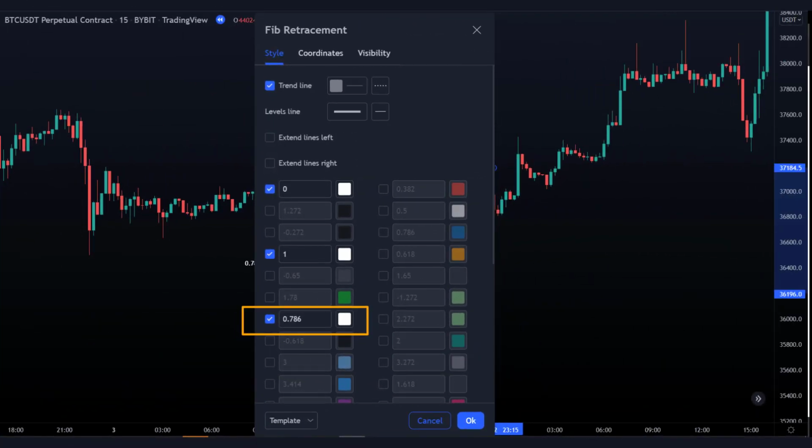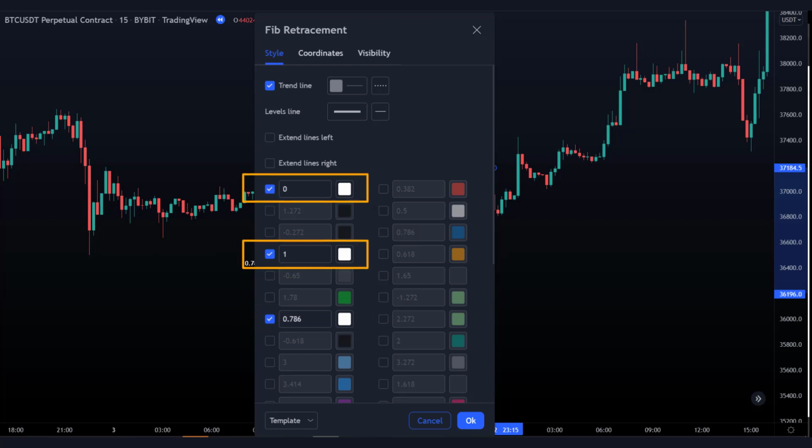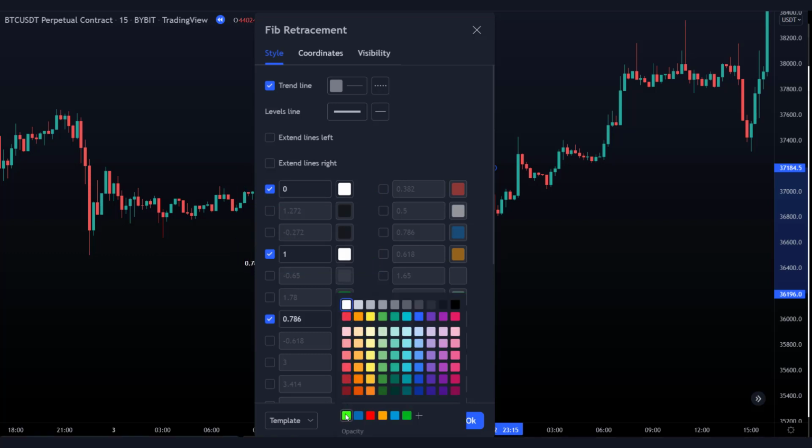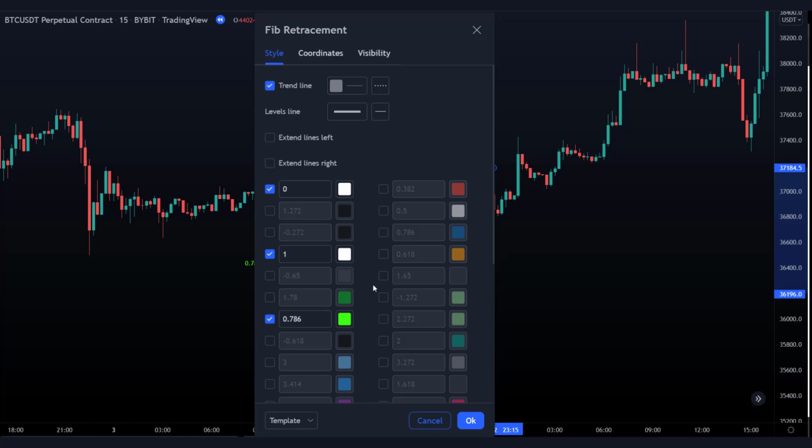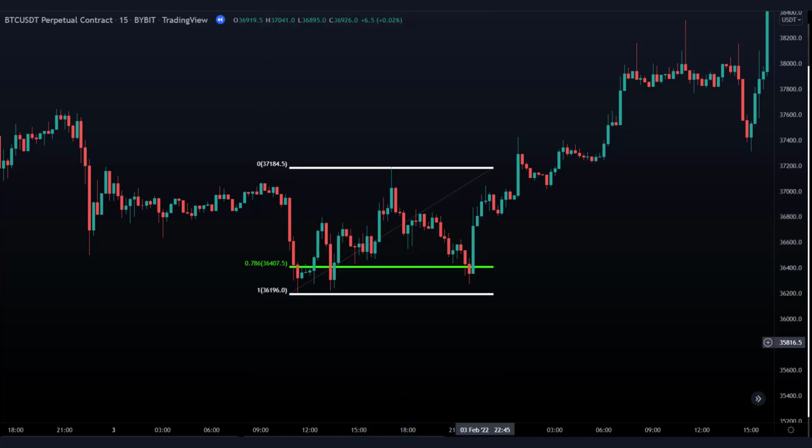In addition to the 0.786 level, you will of course also need the 1 and 0 levels. Once you have checked these, make the color of the 0.786 level green. We do this so we can easily distinguish this level. Your indicator should now look like this.